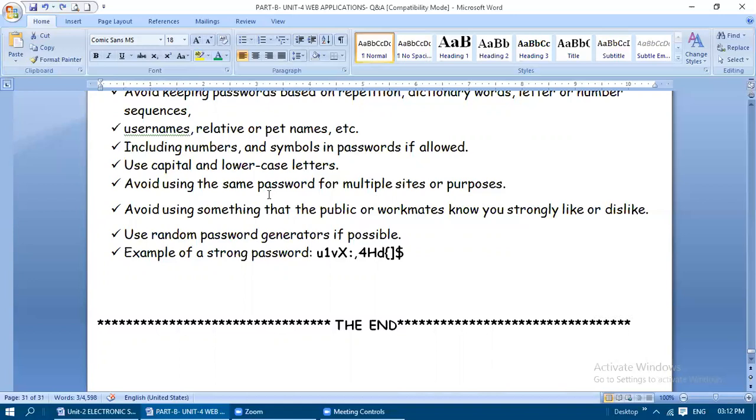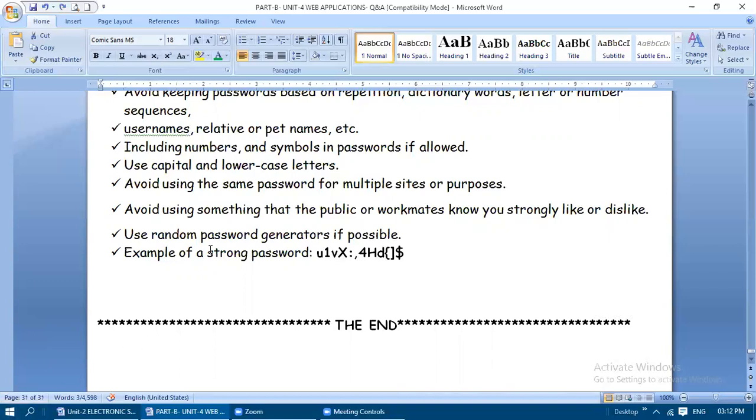Avoid using something that the public or workmates know you strongly like and dislike, because if they come to know, they may use those words to find out your password. Okay, so avoid using that kind of liking and disliking words. Then use random password generators if possible. Random password generator websites are available, and with their help you can generate random passwords.